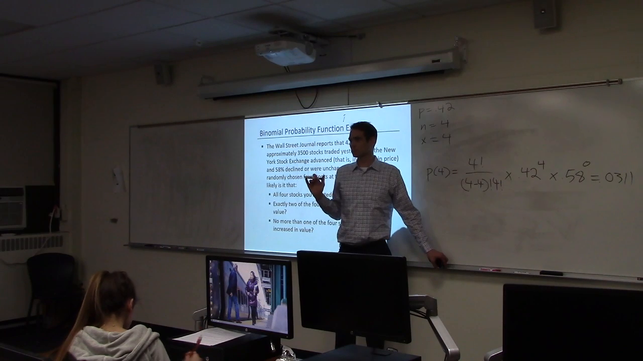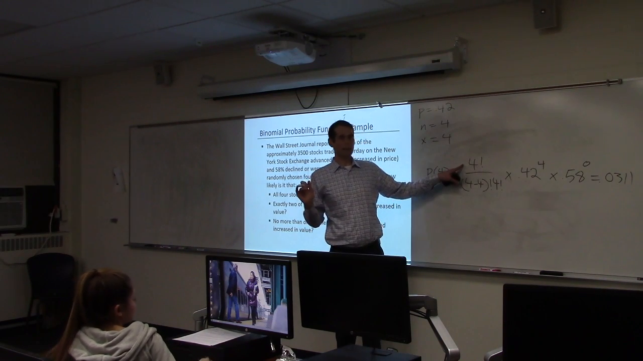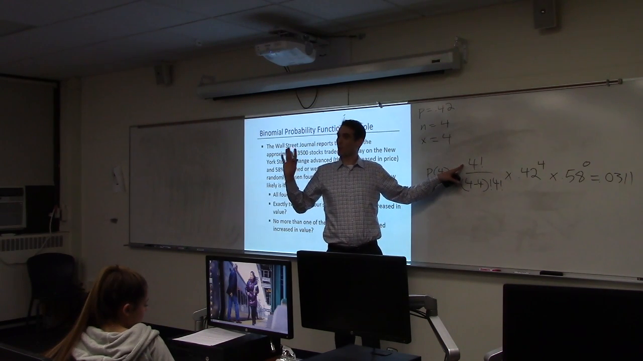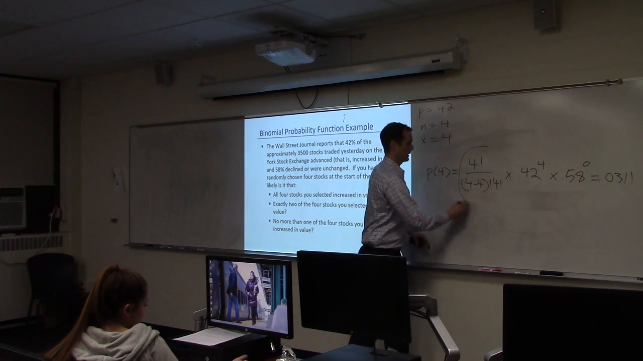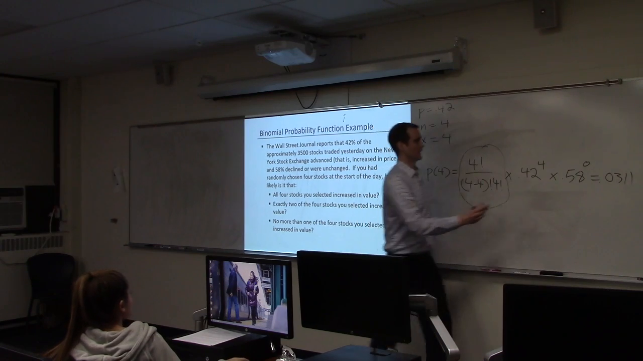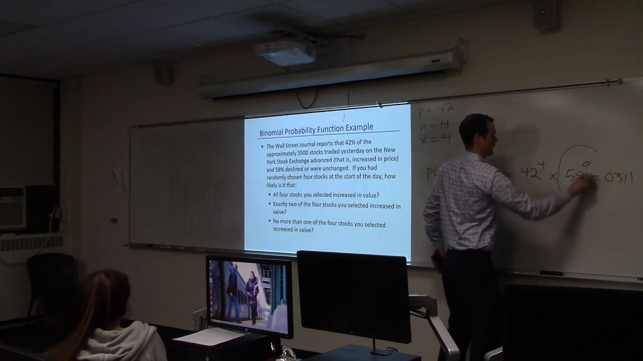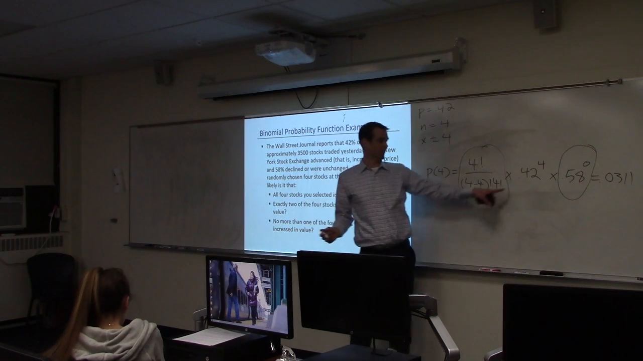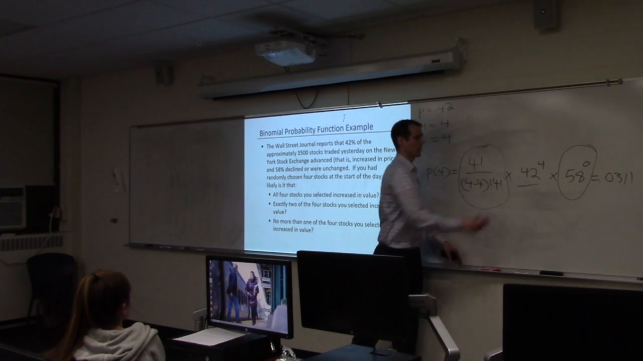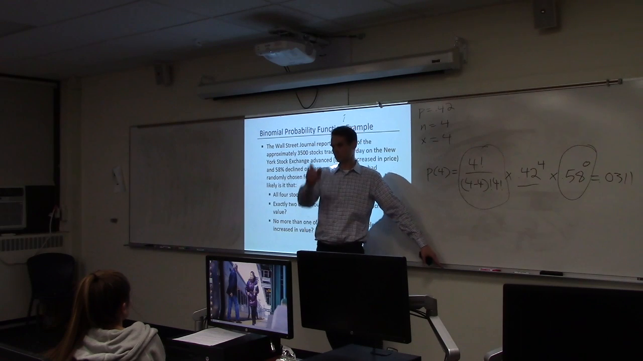So what did you say canceled out? This is 1. How many combinations of 4 out of 4 stocks could you have? The answer is 1. So this whole thing is 1. And this part, the 0.58 raised to the 0 power, that's 1. So the only thing we need to worry about is the 0.42 raised to the 4th power.